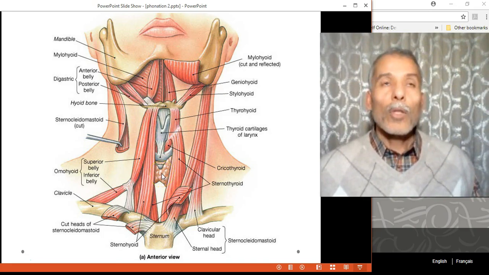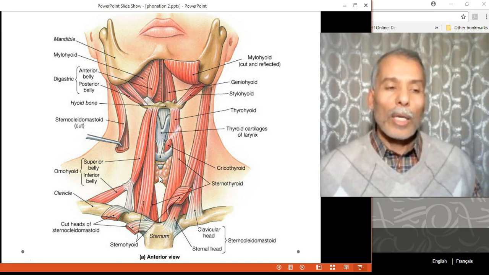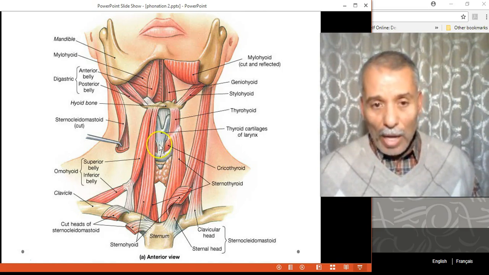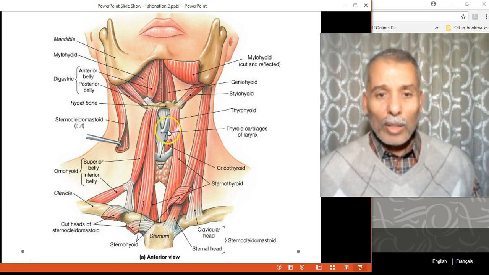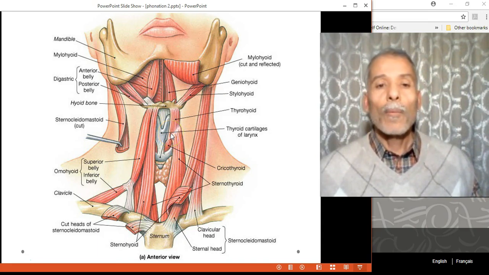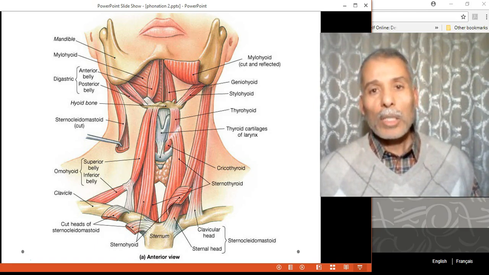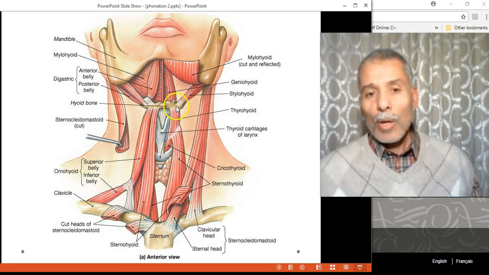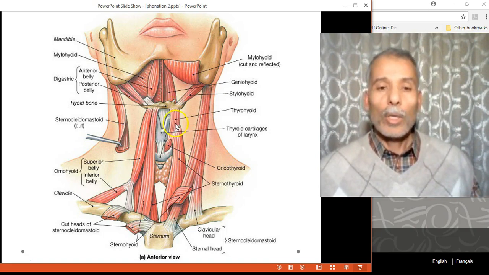So TOS. We said thyrohyoid. That means thyroid and then hyoid. So it originates onto the lateral inferior margins of the thyroid cartilage, and inserts onto the lateral inferior margins of the hyoid bone. Again, upon contraction, it is going to pull down the hyoid.